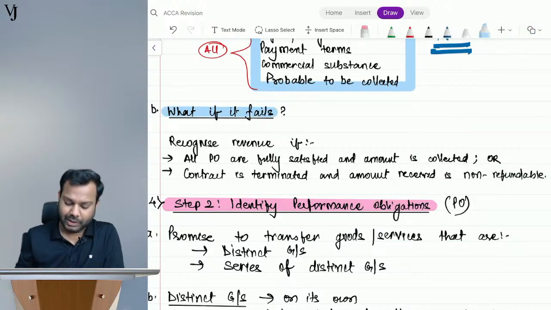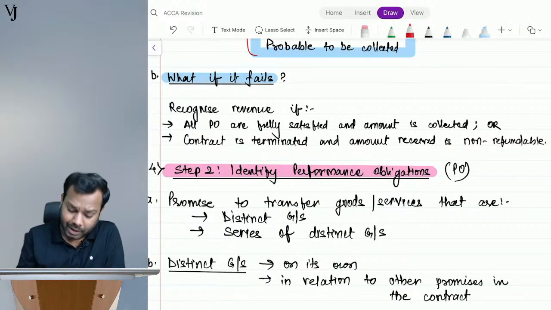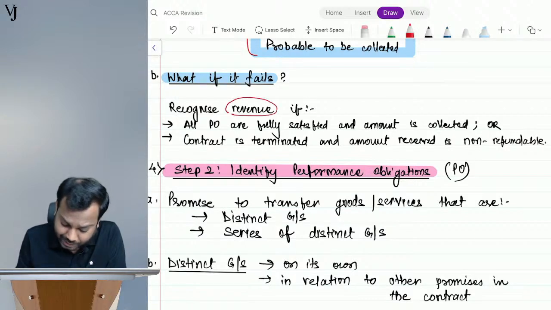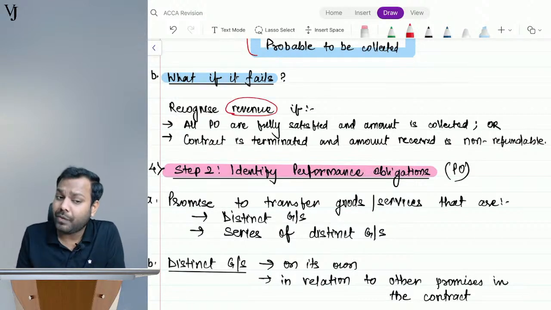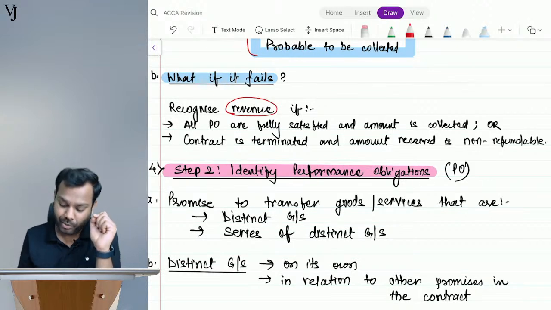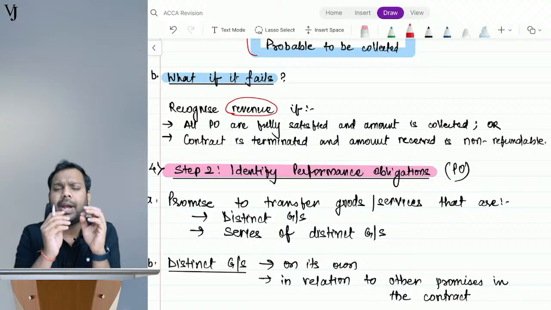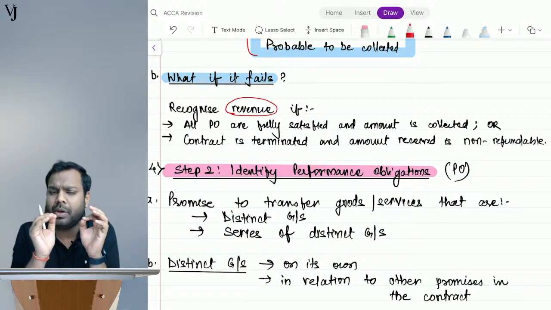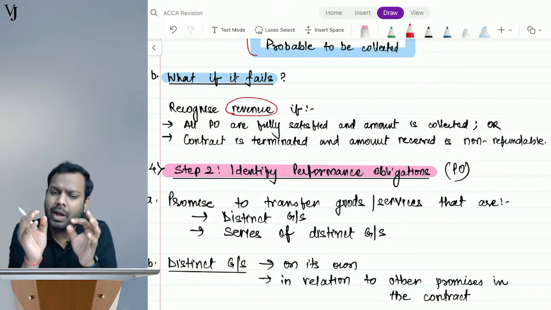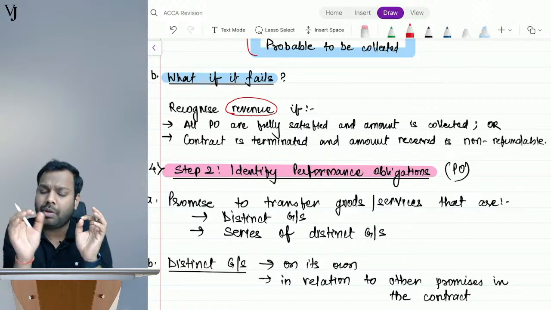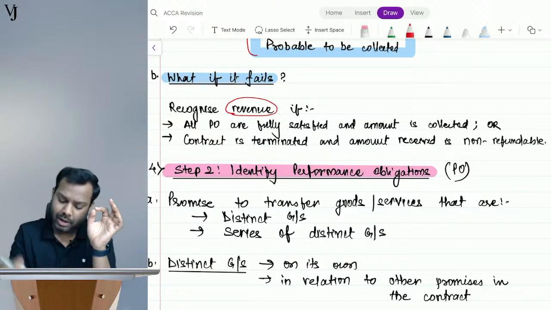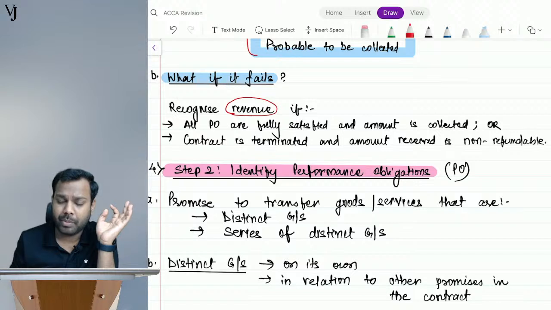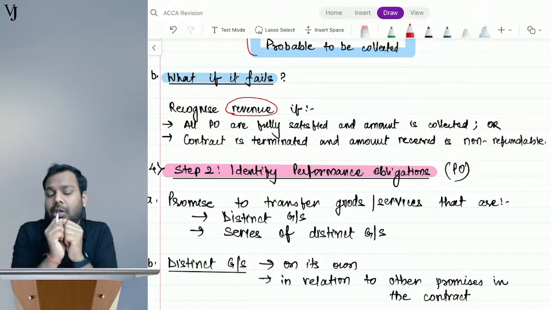What if it fails? The standard says you can recognize revenue if any of these conditions is met. See, there are two cases. When you have satisfied your obligation fully and you have received the amount fully, then recognize the revenue. Basically, the contract is wholly performed.